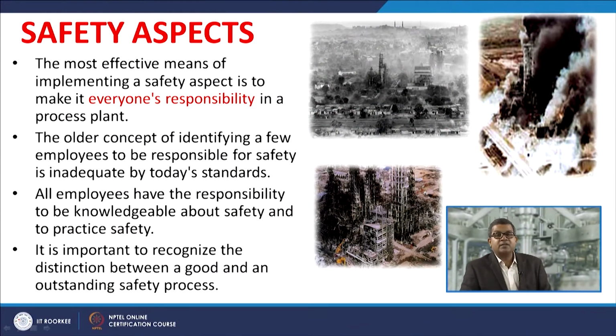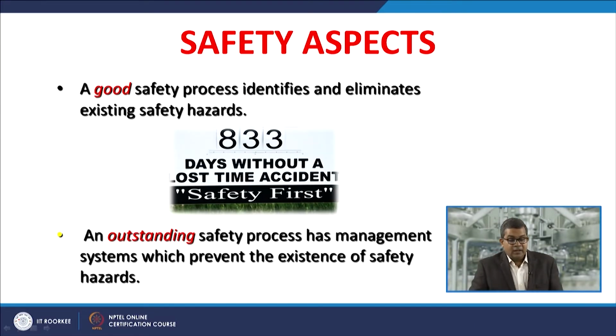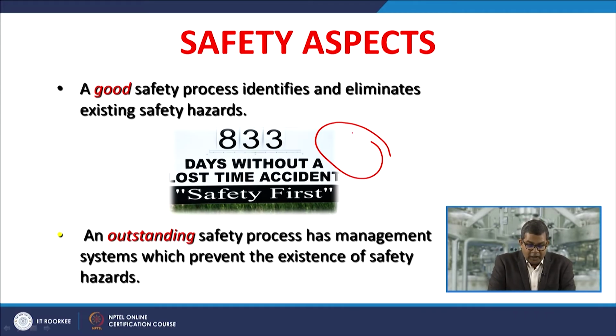It's your responsibility to walk around safely. If you are safe enough, then definitely the other people will be safe. It's important to recognize the distinction between good and outstanding safety. A good safety process identifies and eliminates existing safety hazards. You may find this type of sign everywhere. An outstanding safety process has a management system which prevents the existence of any safety hazards.